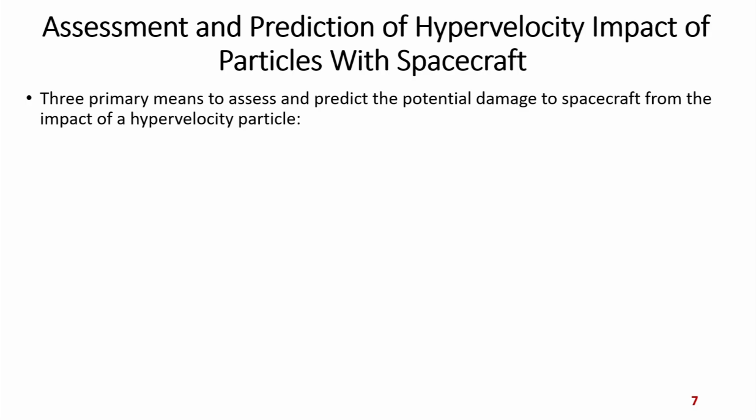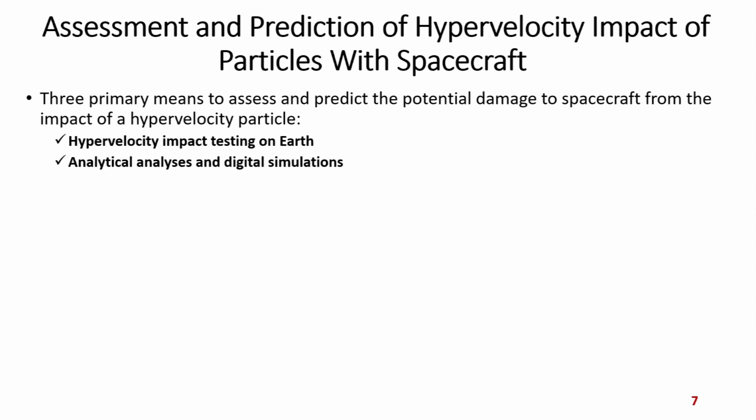So, there are three primary means to assess and predict the potential damage to spacecraft from the impact of hypervelocity particles. You can do testing, that environment can be simulated, so you can do hypervelocity impact testing on the ground itself, on the Earth itself, in a laboratory environment. There can be analytical analysis and digital simulations. So, those particle sizes, the velocity and their impact can be simulated digitally. There can be in situ observations.